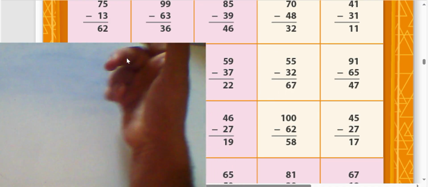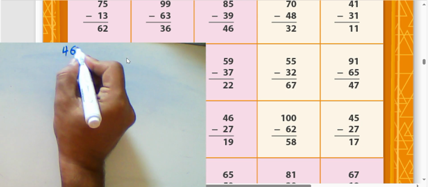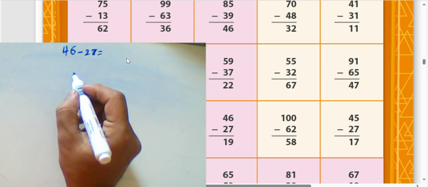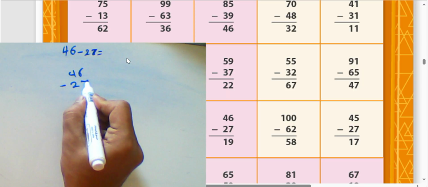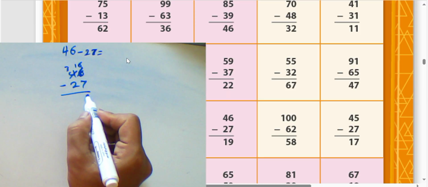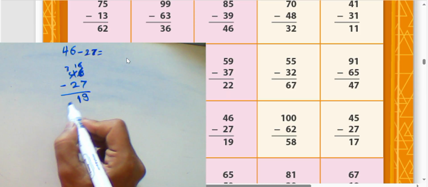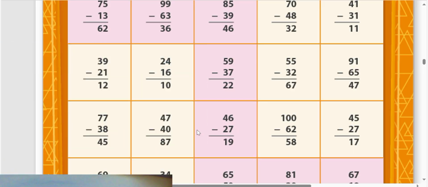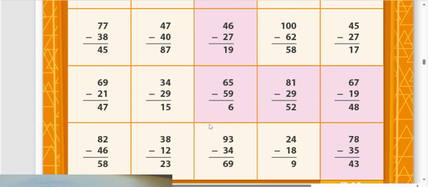Then we can put it like this. 46 subtract by 27 right here. 46 subtract by 27. 6 minus 7, we can borrow 1. 16 minus 7 equal 9. 4 minus 2, wait, 3 minus 2 is 1. Then the result will be 19. Okay, you can write the answer and solve yourself.